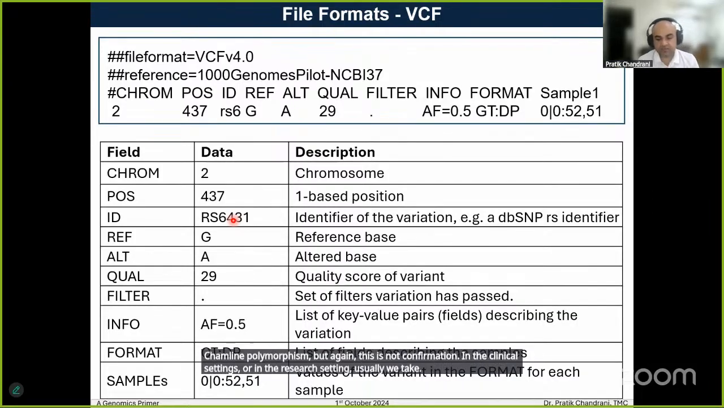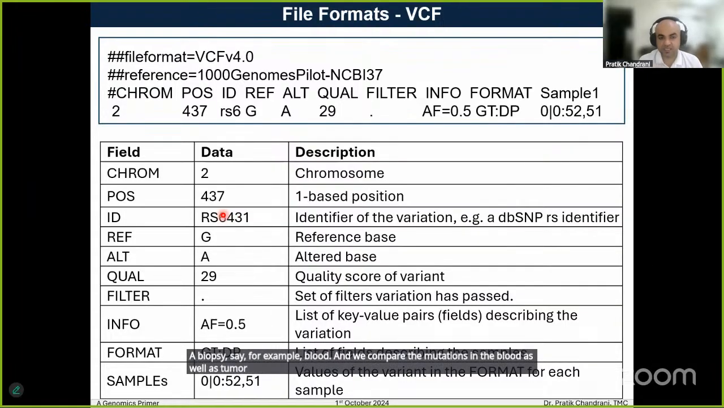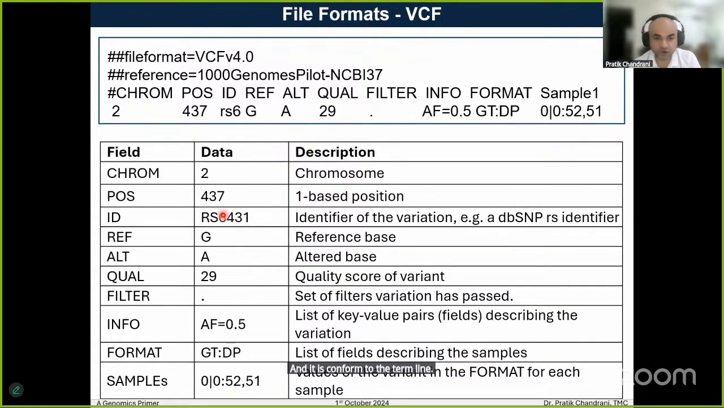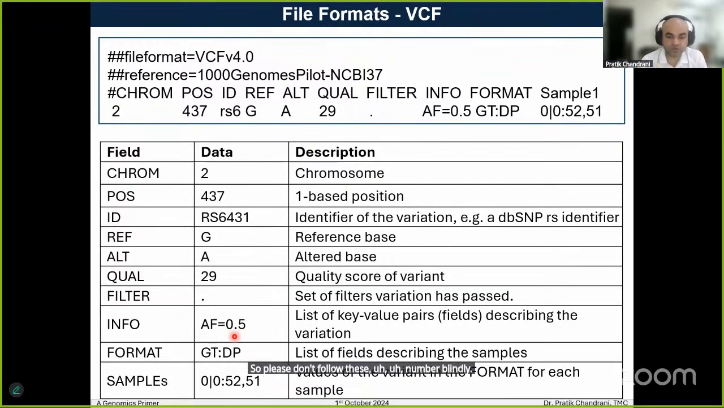Usually, other than the somatic tumor biopsy, we also take any of the other biopsies, say for example, blood, and we compare the mutations in the blood as well as tumor. If it is matching, then it is confirmed to be germline. If it is not matching, then it is confirmed to be somatic in nature. And somatic mutations can also have allelic fraction 0.5. So please don't follow this number blindly, saying that 0.5 is almost always a germline. No, that's not the case. Many of the somatic mutations are also observed at 0.5 and 1 allelic fraction.